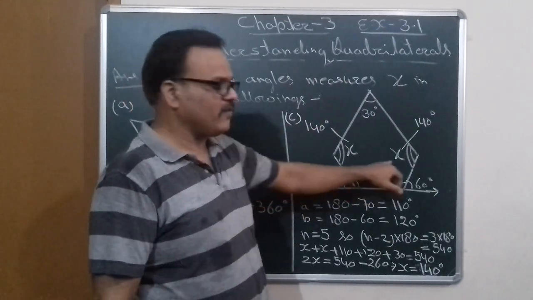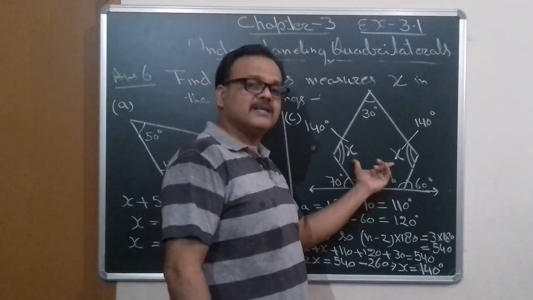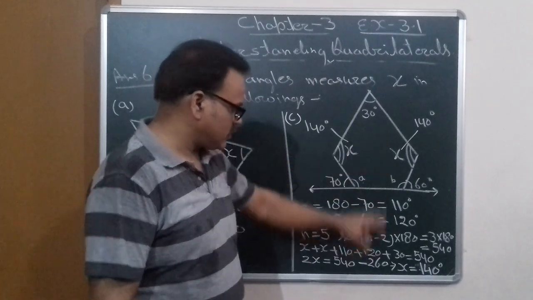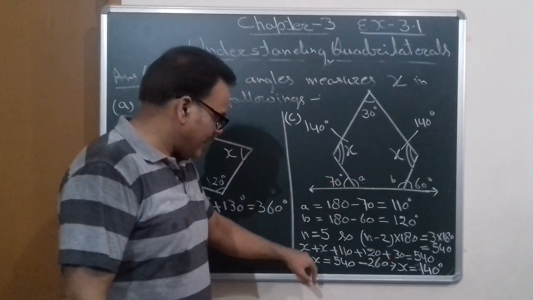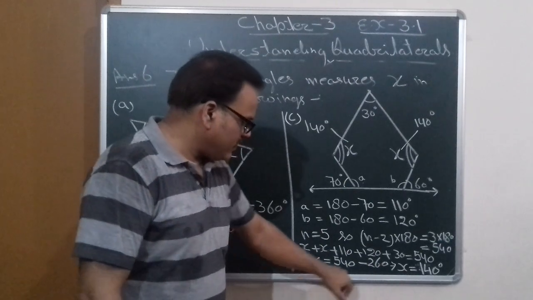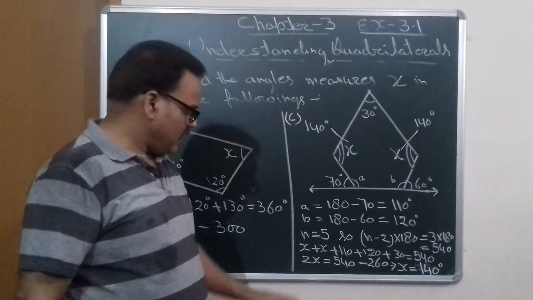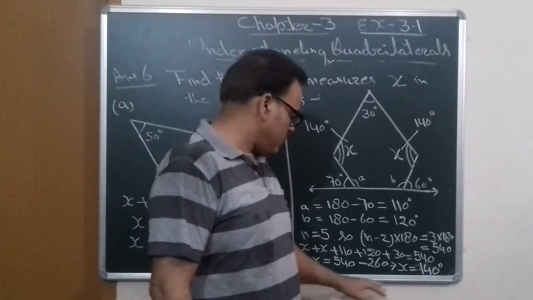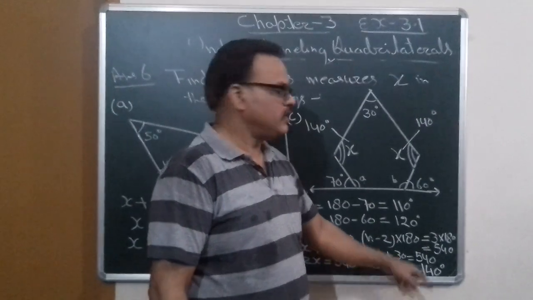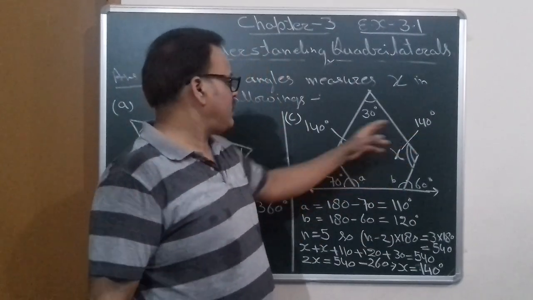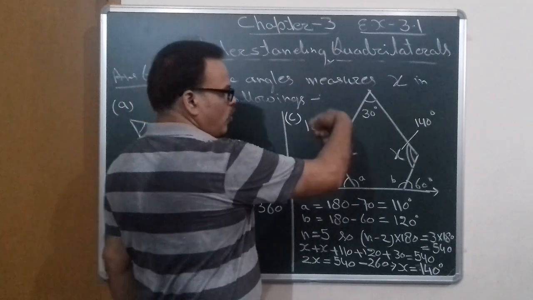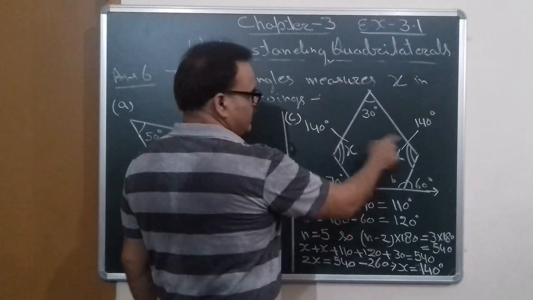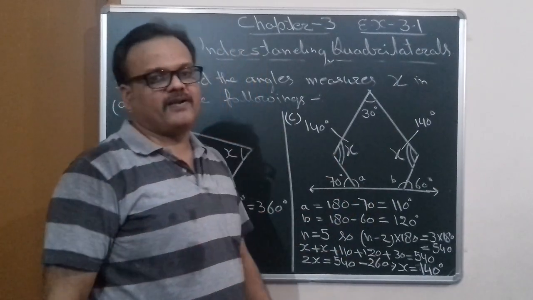Now we just have to add and find the value of x, because these two are the same. So x plus 110 plus 120 plus 30, add x plus x, 2x is equal to 540 minus 260, that is 280. And because 2x is there, to find the value of x, just divide 280 by 2, that is 140 degrees. So these two angles are 140 degrees. And see, when you add all the 5 angles, 110, 120, 140 two times and 30, it becomes 540.